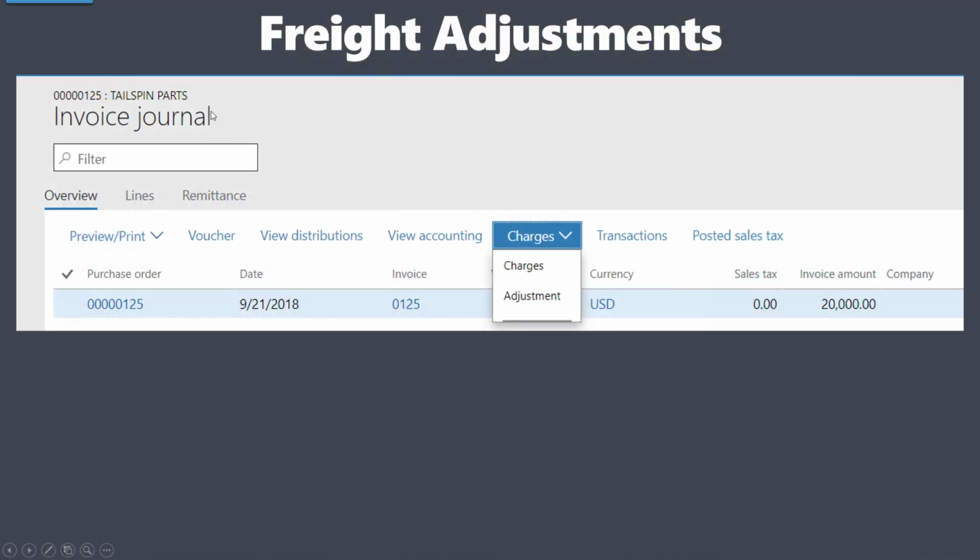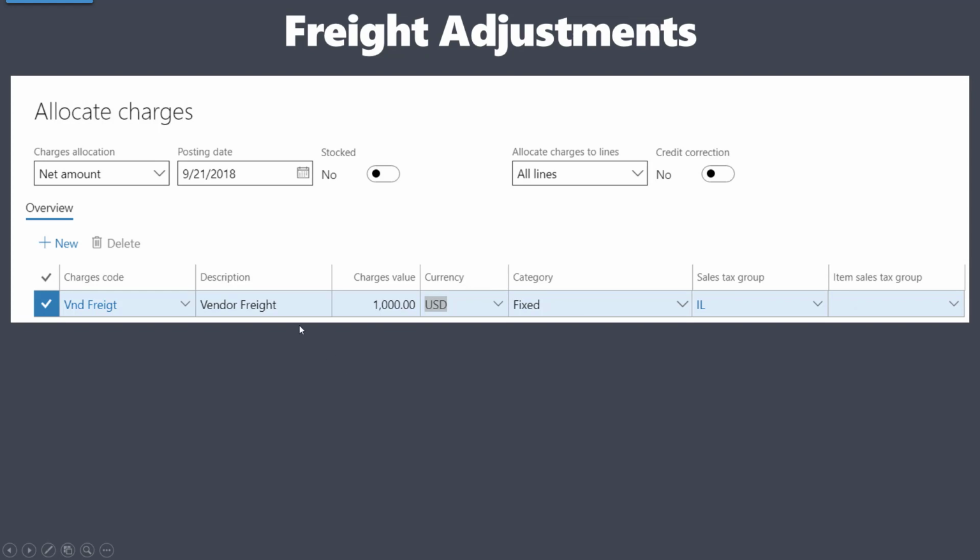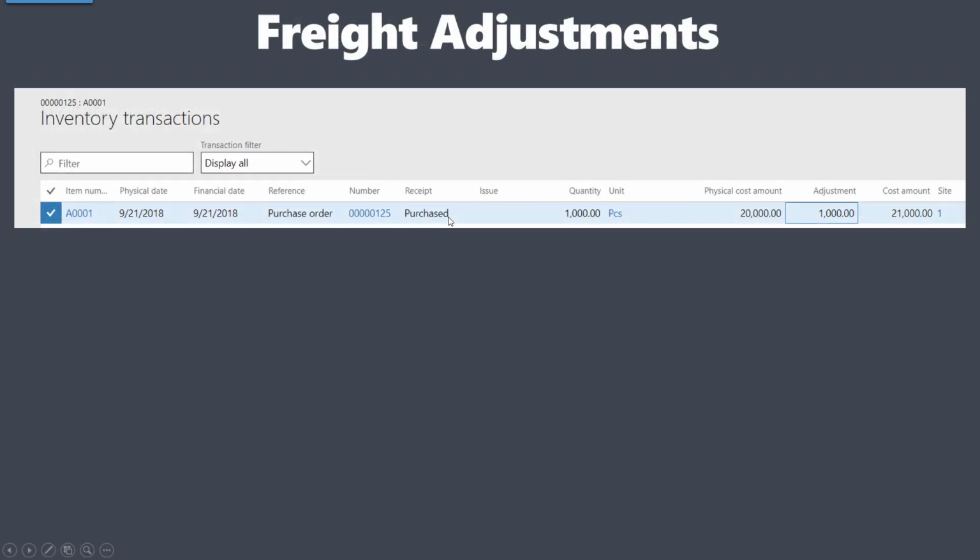In the invoice journal, you can go to charges and do an adjustment. When you do that, then you plug it in manually, and then you need to do an allocation. So that allocation then, when we come into the purchase order and you actually look at the inventory transactions, that's going to come in as an adjustment, and it's going to change your value of the received items.